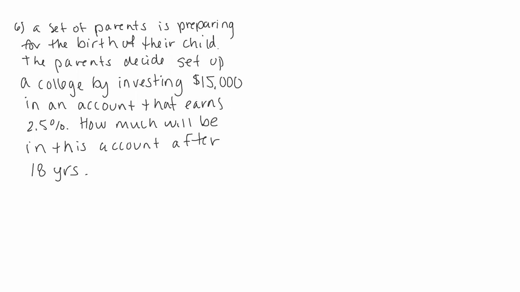So kind of like the previous example, we want to start by finding the interest that this account would earn. So we're investing 15,000. So we're going to take the principal, 15,000. We're going to multiply it by the interest rate, 0.025. And then we're going to multiply it by the number of years on this investment, which would be 18. We're hoping to have some money set up so this kid can get a good start to college.